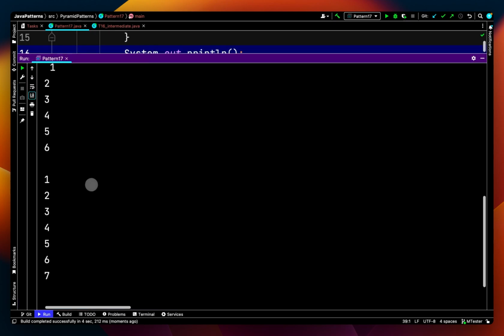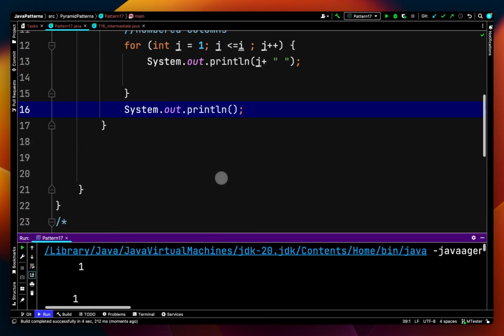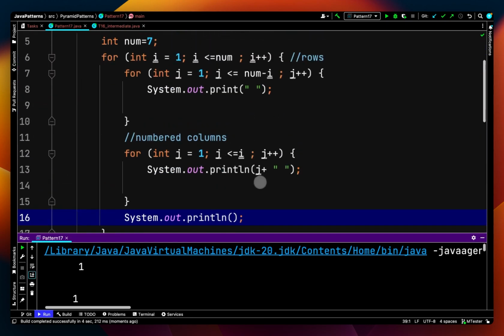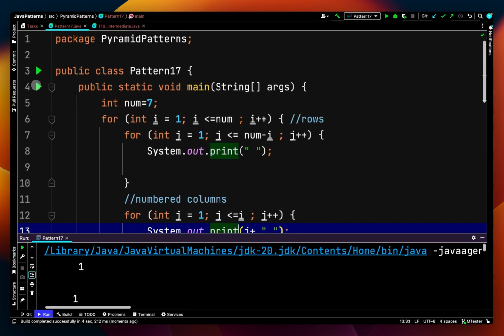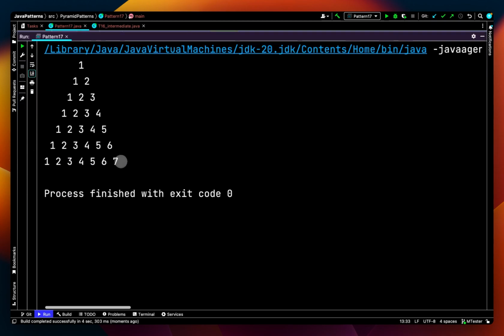Okay, as a teaching exercise, do you see what we get here? Where did we make a mistake? We made the mistake here. There should be a print statement and not a println. So let's run it again. And there's our pyramid pattern, pattern number 17.